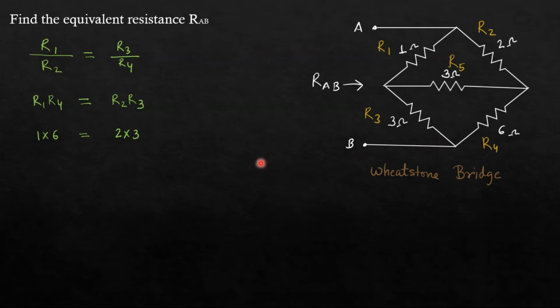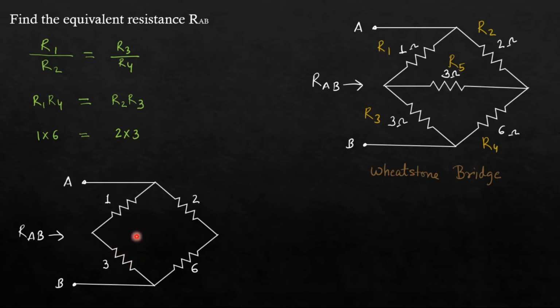In such a case, in a balanced condition, we can neglect this resistance. You can remove this resistance. Now if we remove this resistance, the circuit will look like this. You can see here I have removed this resistance R5. Now this resistance and this resistance, 1 and 3, are in series and 2 and 6 are in series.